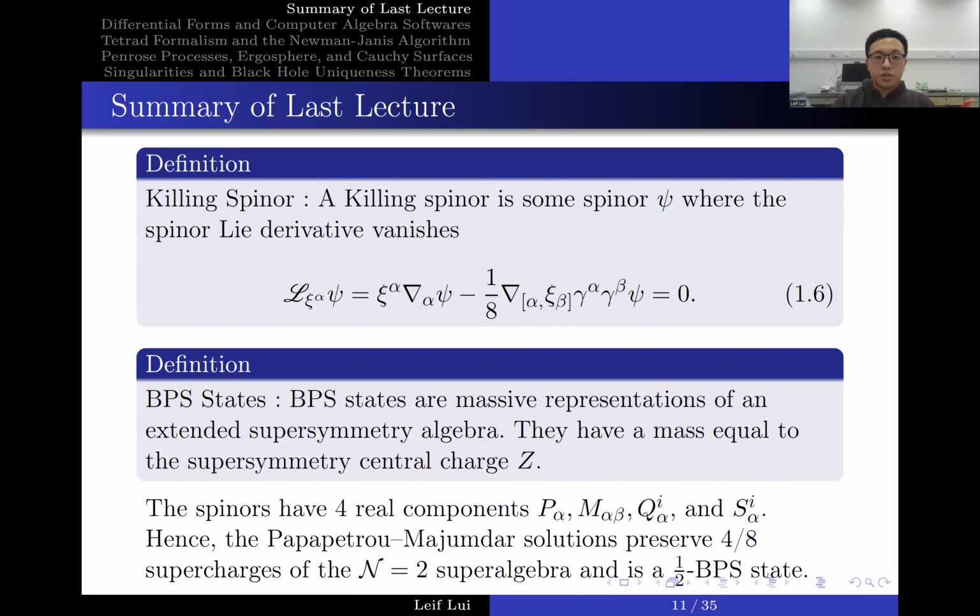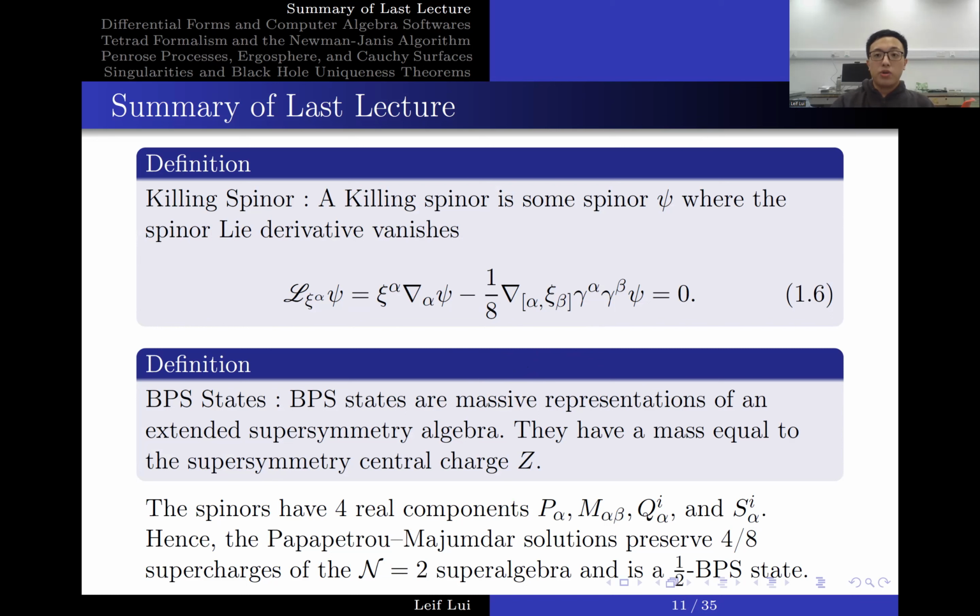So I also discussed the relationship between Killing spinors and BPS states. A spinor psi is a Killing spinor if the spinor Lie derivative vanishes. And I showed that this is equivalent to a BPS state. If you don't remember how to do that, you can look at the last lecture.